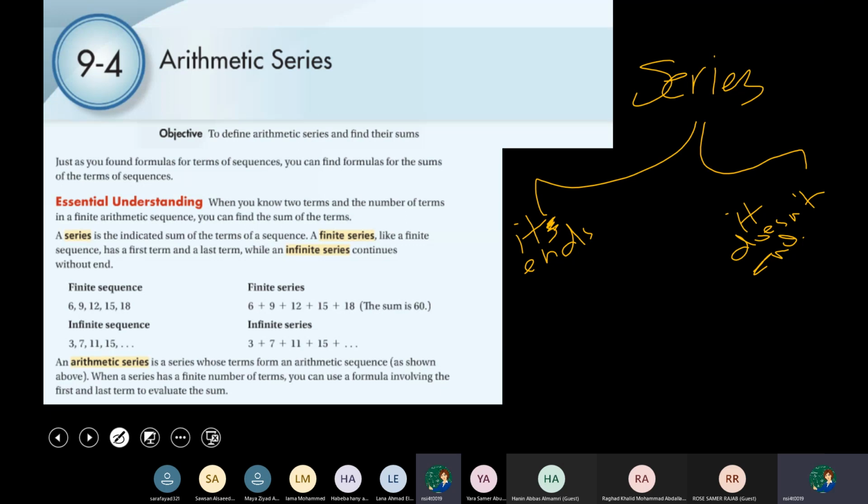The type of series that ends, what does it mean? What do I mean by end? It means that I have 1, 2, 3, 4, 5, 6 until 100 as an example. So from 1 to 100, it stops. It ends with 100. This type of series, we call an infinite series. It ends. It has a last number. It has a last term.